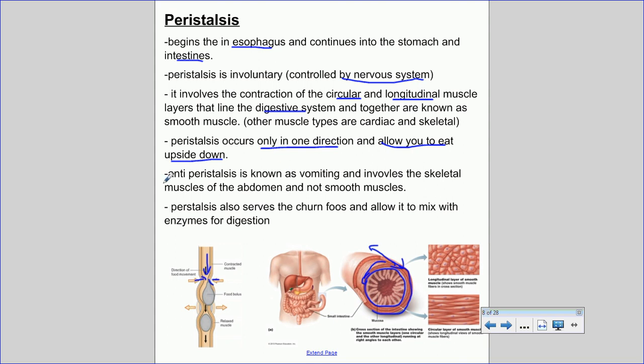Now you can have antiperistalsis, which is known as vomiting, and this involves the skeletal muscles of the abdomen and not the smooth muscles. Basically, those are the skeletal muscles in your abdomen causing contractions in your stomach, forcing that food out the other way. Peristalsis will also serve to churn the food and will allow it to mix with enzymes for digestion.